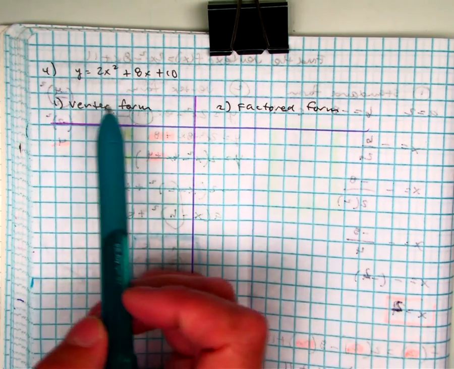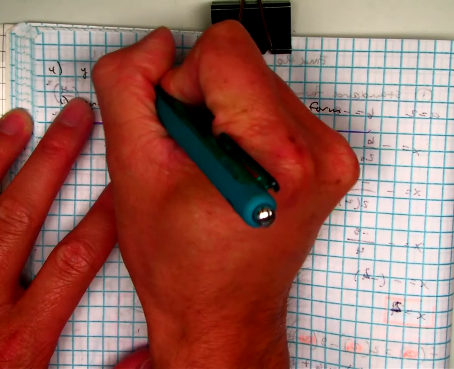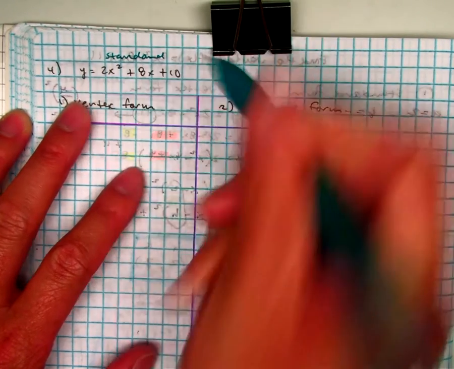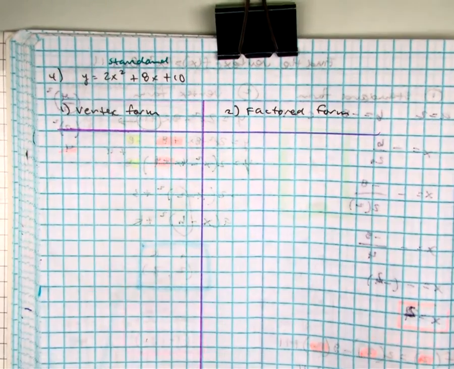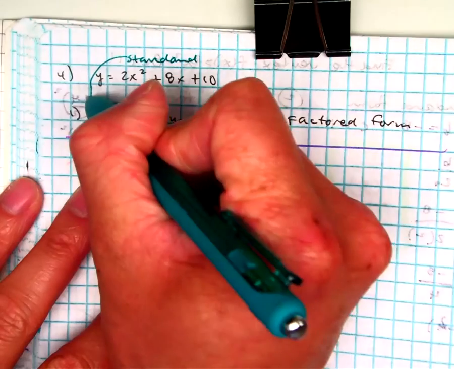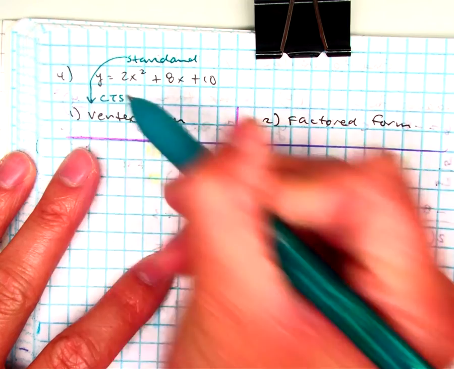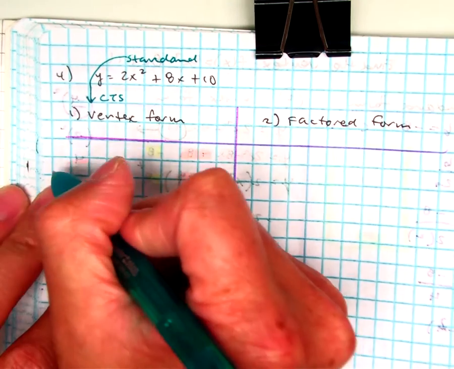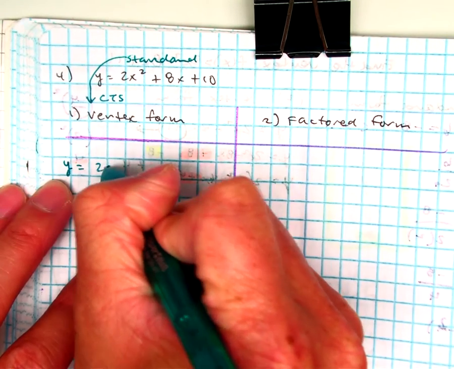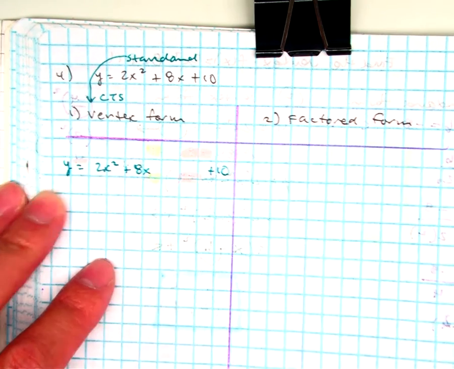In this problem, we're asked to convert this equation. I know it's standard form because there's no parentheses and it's written in descending order. In order to go to vertex form, I'm going to have to complete the square. So I have y equals 2x squared plus 8x, and you can put that 10 way over there on the right side.